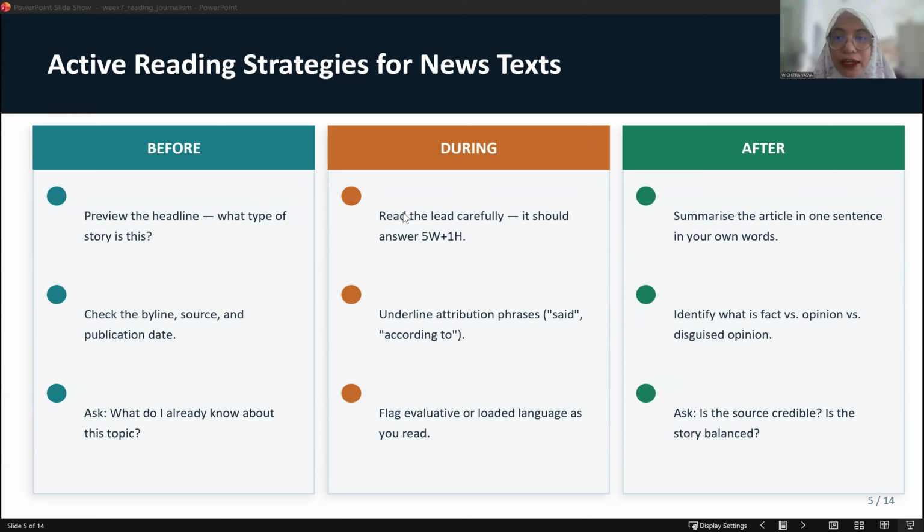And after reading, you can summarize the article in one sentence in your own words, identify what is fact versus opinion versus disguised opinion, and ask again, is the source credible? Is the story balanced? So this is where you evaluate your reading.